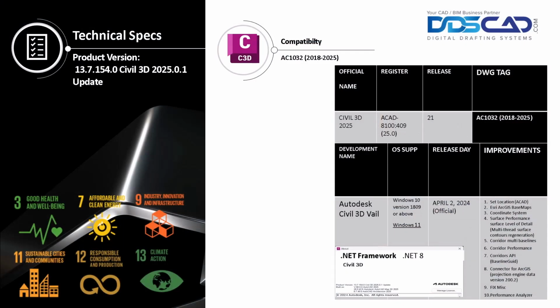The version and official name Civil 3D 2025 for IT personnel can be located in the Microsoft registry under the abbreviation ACAD 8100 409 250. In this updated version, the build number is visible in the top left corner, labeled as 13H7154. It is of utmost importance for developers to have knowledge about the compatibility between the years 2018 and 2025. The development name for this version was Civil 3D Veil, which holds significance in the context of the project.